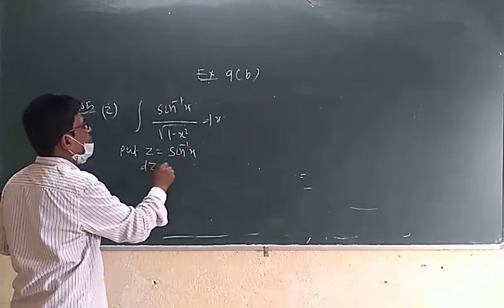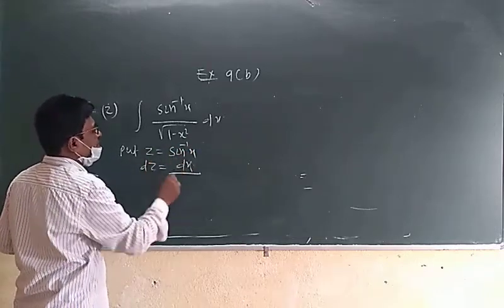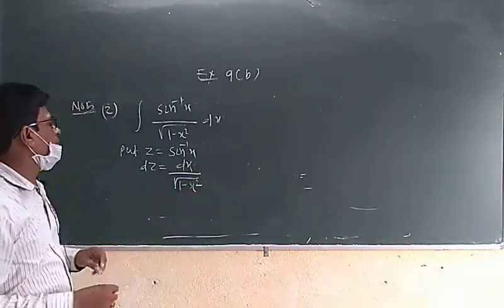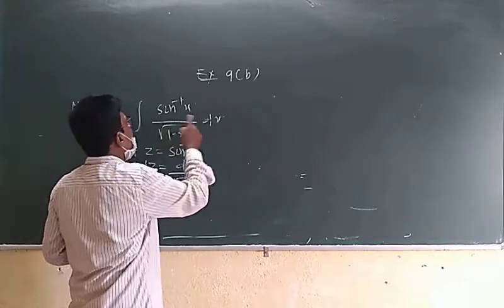So dz is equal to dx by root over 1 minus x square, that is 1 by root over 1 minus x square dx. So dx by root over 1 minus x square is already present in this problem.